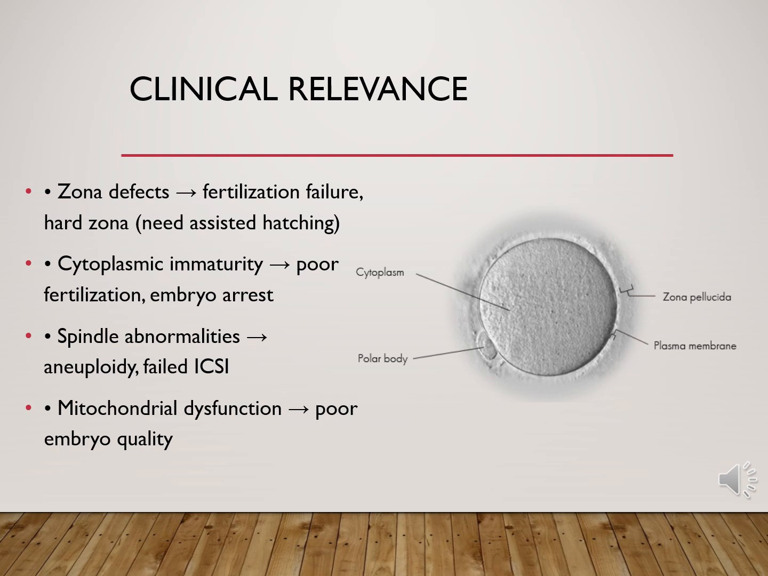Spindle abnormalities lead to aneuploidy and failed intracytoplasmic sperm injection. Mitochondrial dysfunction can cause poor embryo quality and implantation failure. By studying the oocyte's structure, clinicians can predict fertility outcomes and optimize ART success.